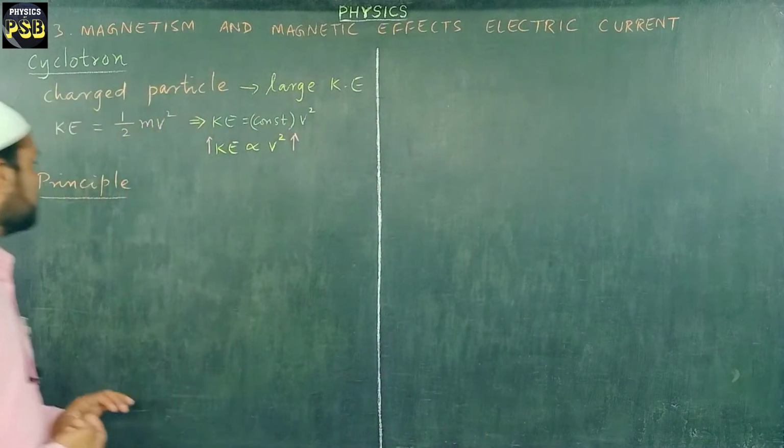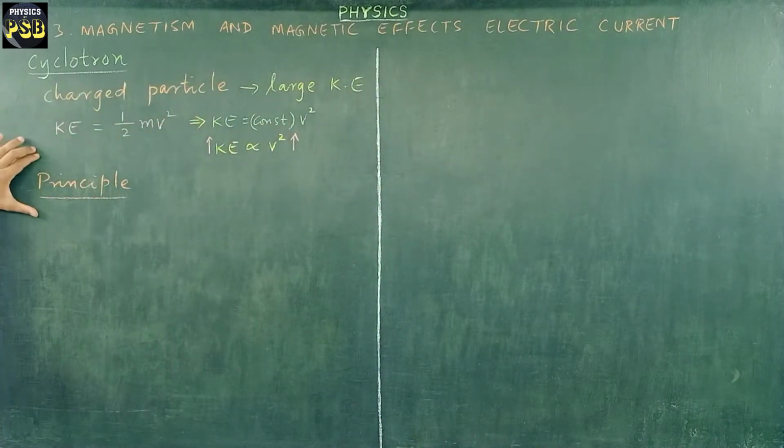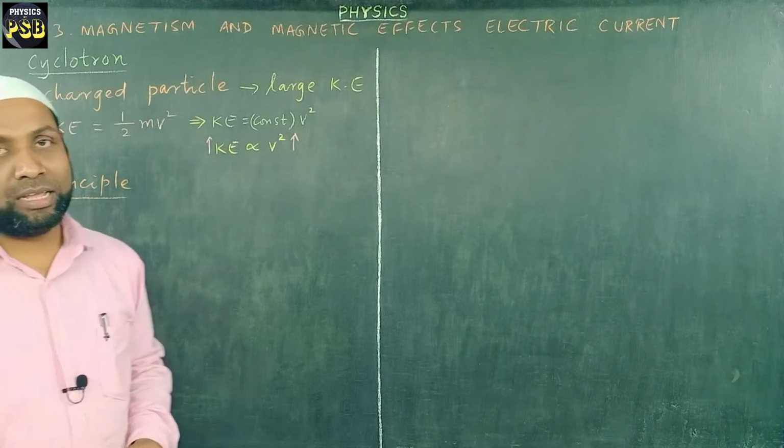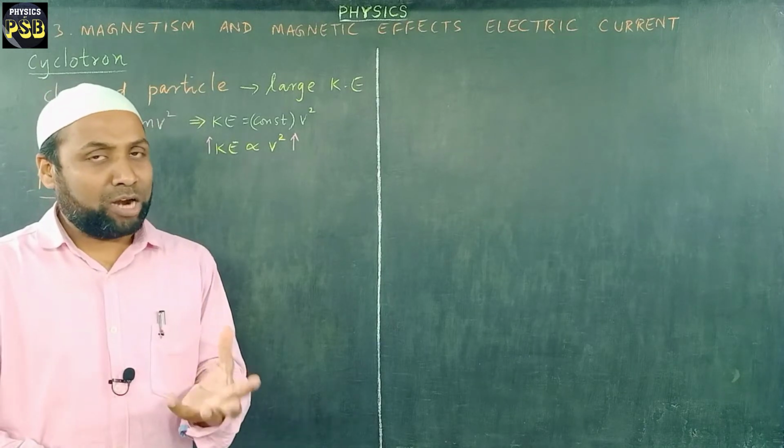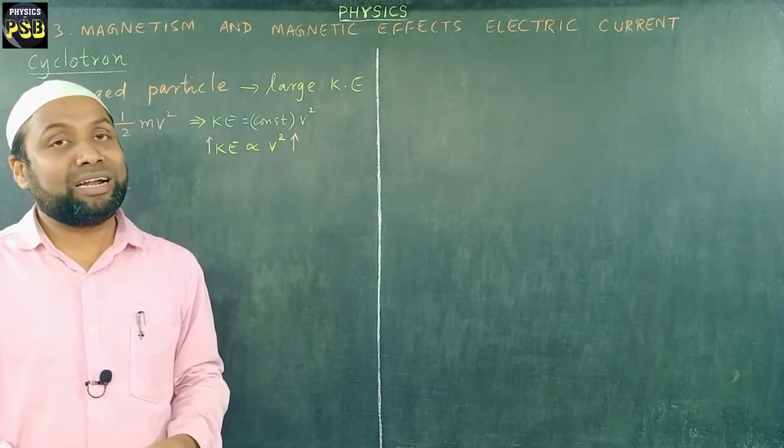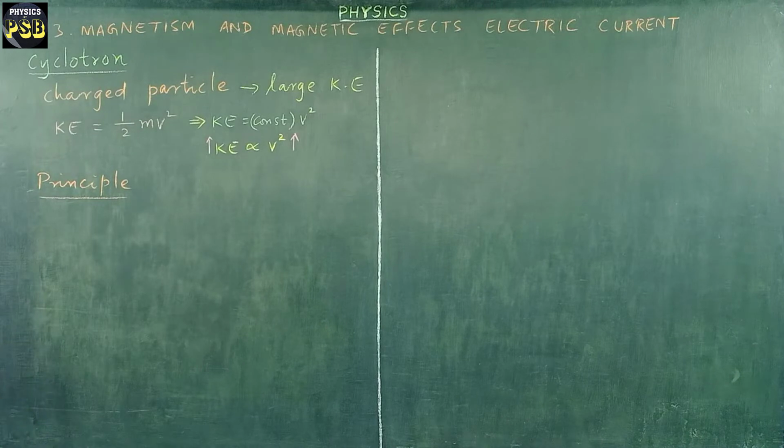So when the charged particle moves perpendicular to a uniform magnetic field, it experiences Lorentz force and it starts moving in a circular path. It is the principle behind the working of cyclotron. Right?